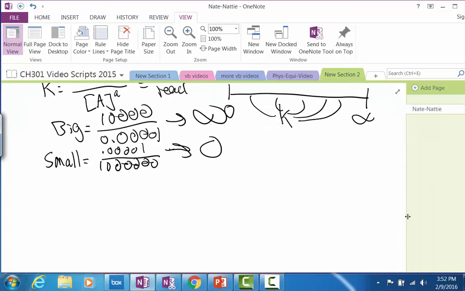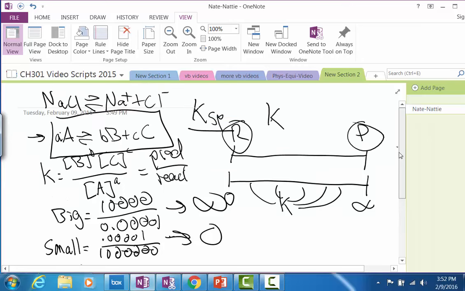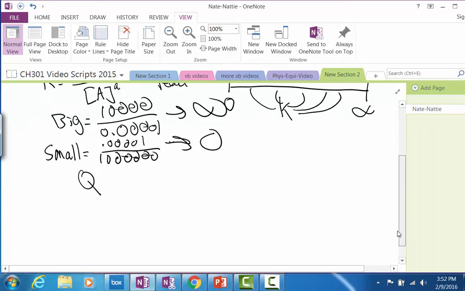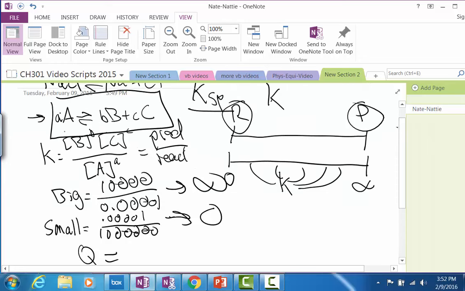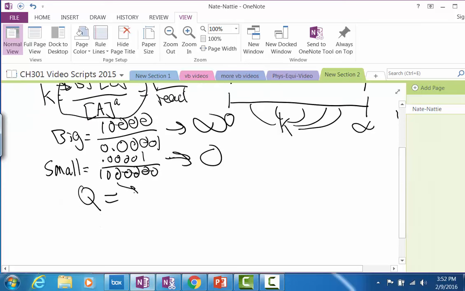Now, where this comes into play on the exams is when you are given something called Q, okay? So if K is how far the reaction goes at equilibrium, Q is the instantaneous where is the reaction right now, okay? So Q is where it is right now. It follows the same pattern, but instead of being the concentrations at equilibrium or at the end, it's the concentrations at the current moment or at the moment of interest.